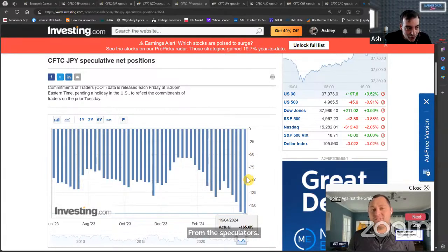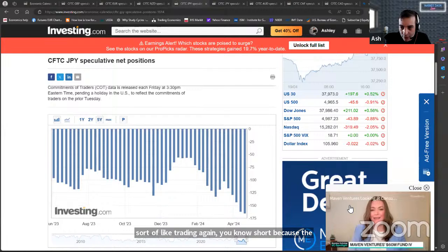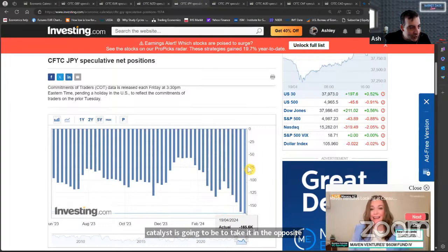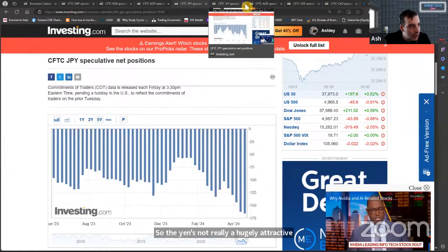But it is a dangerous game now, sort of like trading the yen short, because so many people are short. You know what happens when everybody's on one side of the boat? The boat capsizes, and who knows what the catalyst is going to be to take it in the opposite direction. So the yen's not really a hugely attractive position to take, and I'll show you some other bits with the yen in a moment.